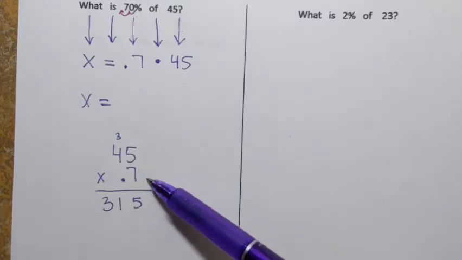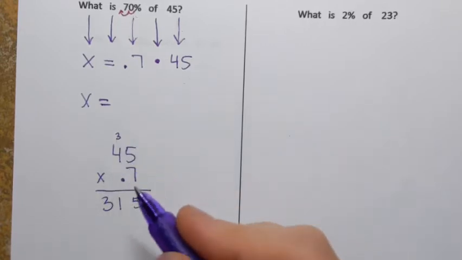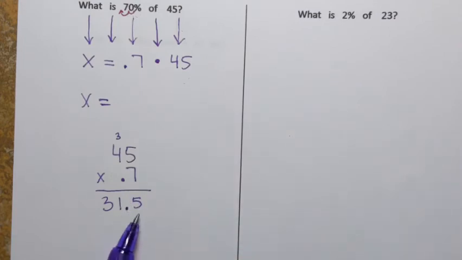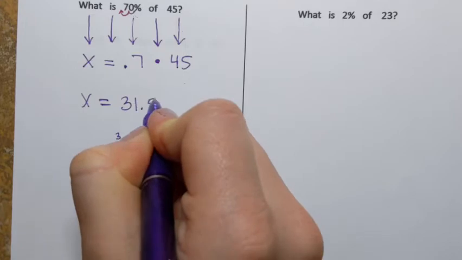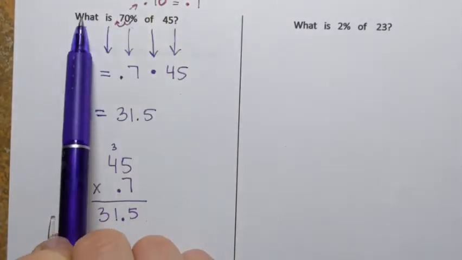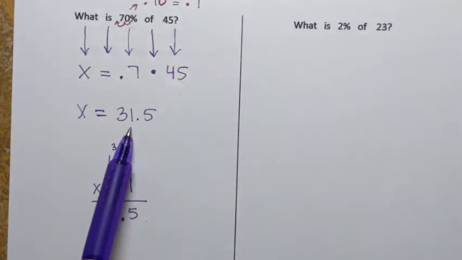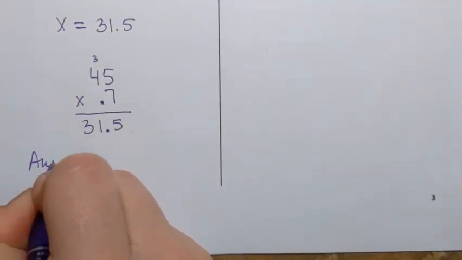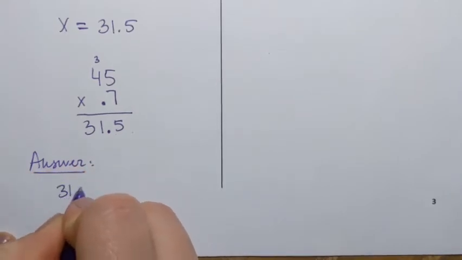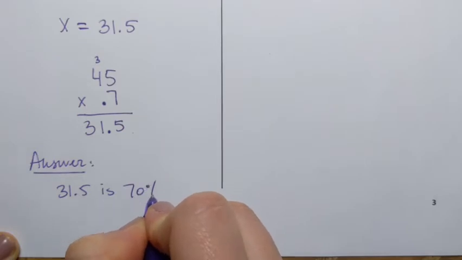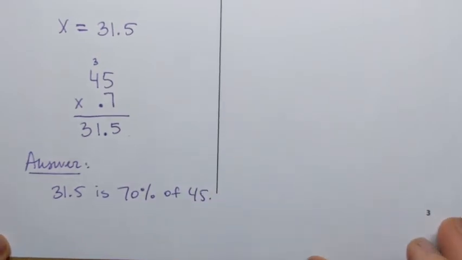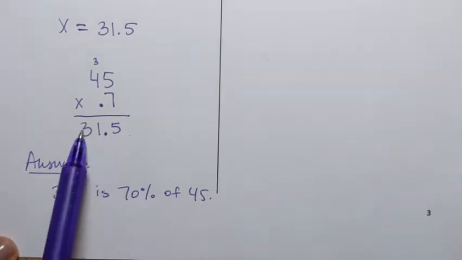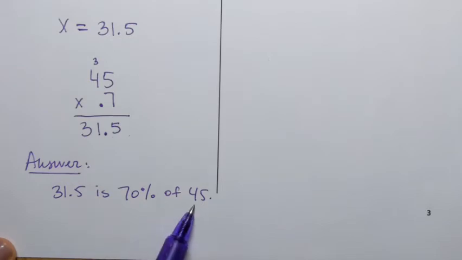31. I only had one number with a decimal point, and I only had one digit after the decimal point. So combined, it's still one digit after the decimal point. That's where I'm going to place it. One digit. And that means that the answer is 31.5. So x equals 31.5. Now if I want to write a complete answer to this question, what is 70% of 45? Well, 31.5 is 70% of 45. Notice that I just replaced the word what in the question with my answer. The rest I just copied down.